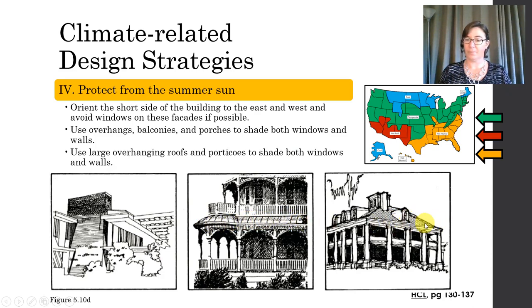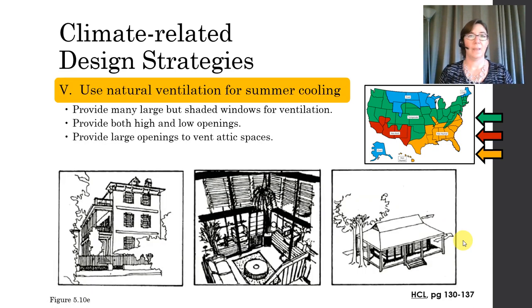Another pretty much all-purpose summer design strategy is to use natural ventilation for summer cooling. So you're going to provide some large but shaded windows for ventilation. Both high and low will get you the best air circulation through the space. And venting your attic spaces, and here's an illustration of that, there's an attic vent, will also get you some great airflow.